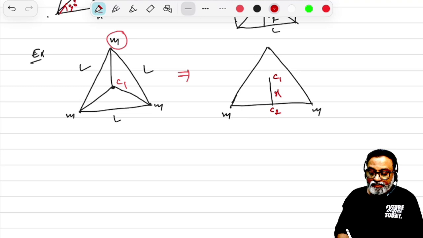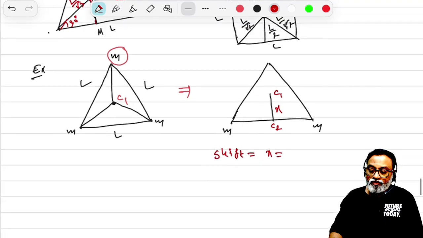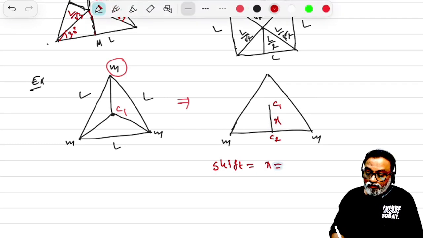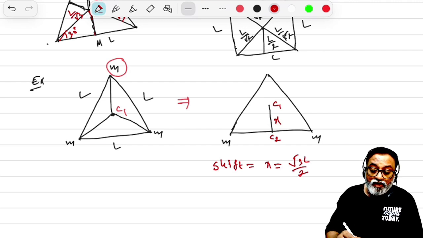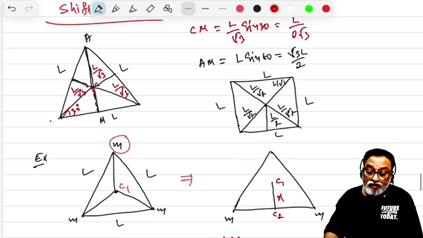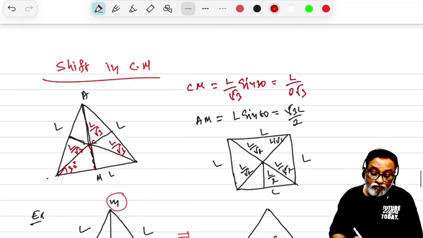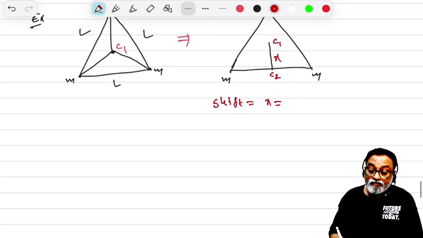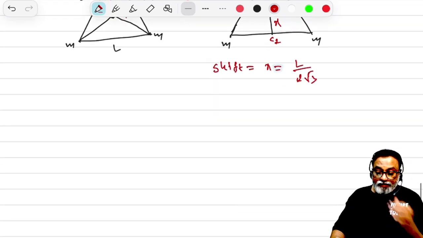This is nothing but X. Shift is equal to X. Therefore, X is equal to, in the geometry, what is this length? Centroid to any side, that is root 3 L by 2. Sorry, not root 3 L by 2, it is L by 2 root 3. Sorry. This distance here, C2M, that is L by 2 root 3. Therefore, shift is L by 2 root 3. Like that.